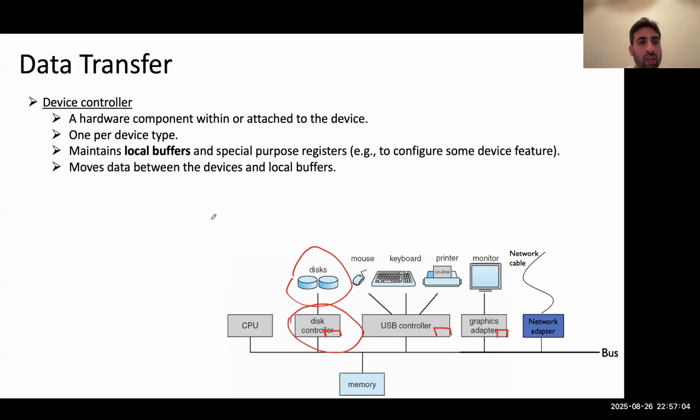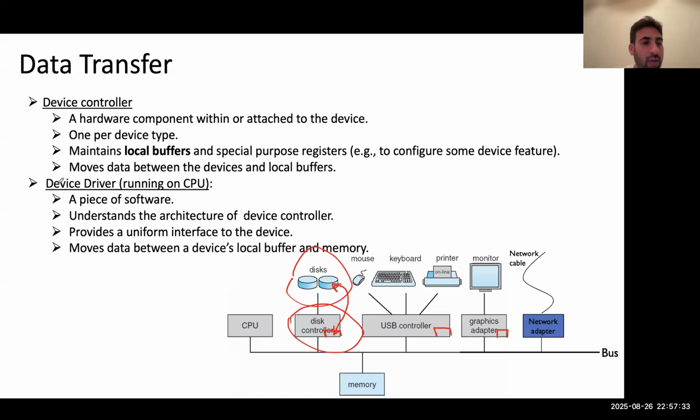So the job of the device controller is basically to move the data between the device and the local buffer. This controller is responsible, let's say, only for transferring the data from the disk into the local buffer, or from the local buffer into the disk. So this is a two-way transfer, right? So the job of the disk controller is the data movement between its own local buffer and the device which it is controlling.